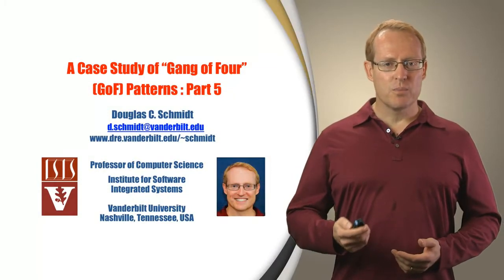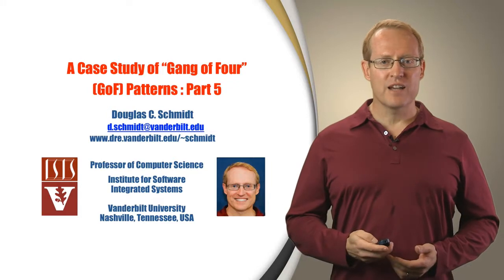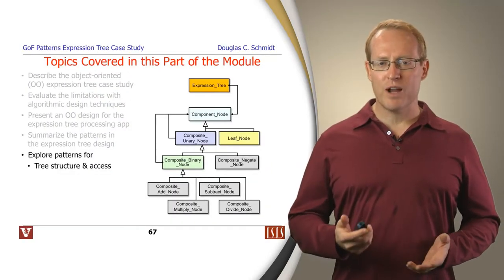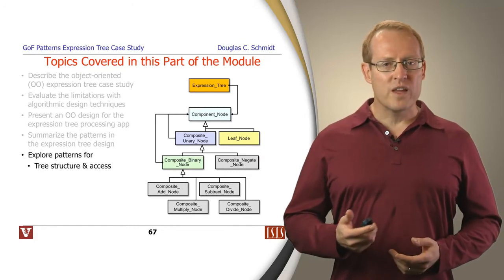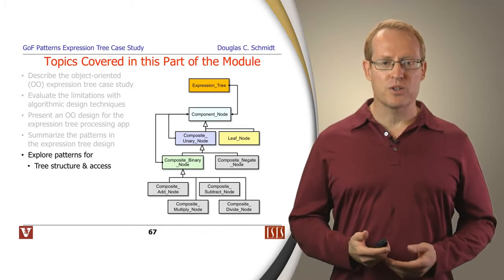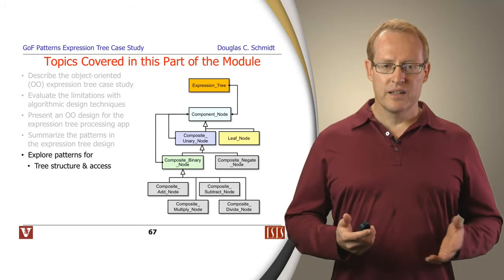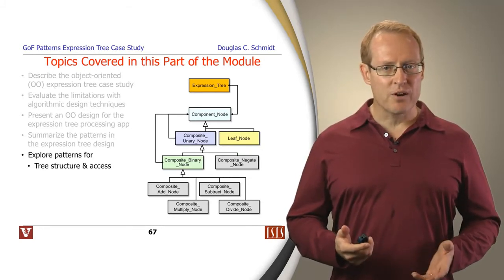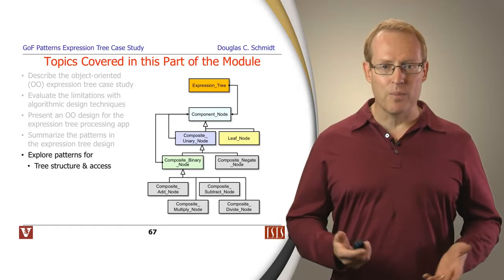Welcome to part 5 of the module that provides a case study of Gang of 4 patterns. In previous parts in this module, we first described the object-oriented expression tree case study. We then evaluated the limitations with the algorithmic decomposition of the expression tree. We presented an object-oriented design of the expression tree processing app, and we summarized all the patterns in the expression tree application, focusing primarily on the Gang of 4 patterns.